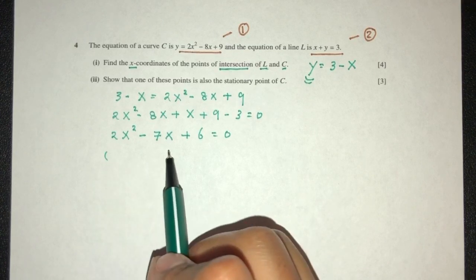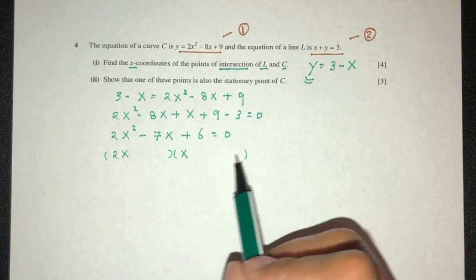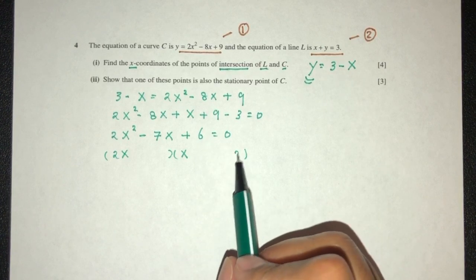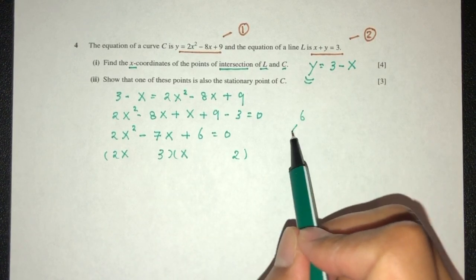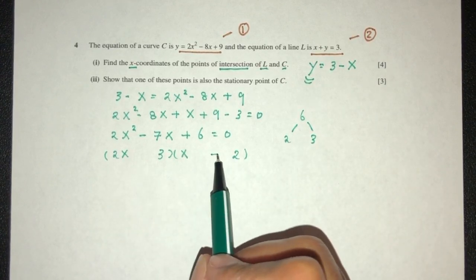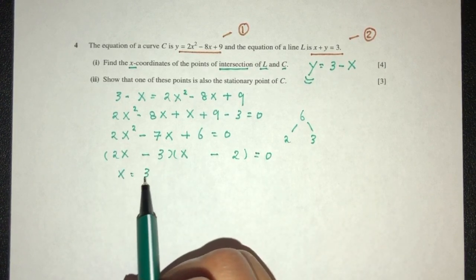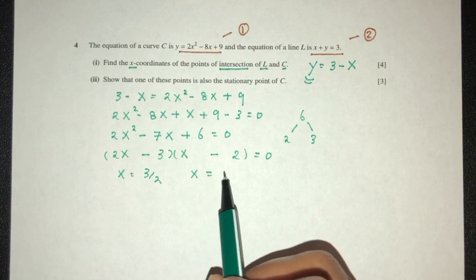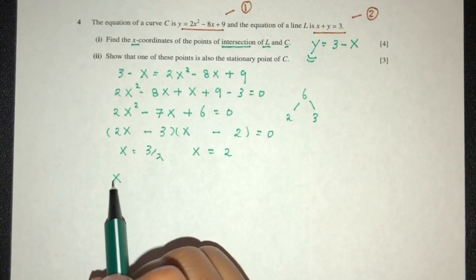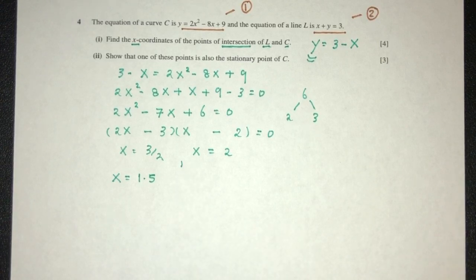Simplify. That will be 2x, x, and 6 can be 2 times 3. So 6 can be 2 times 3, right? So we choose 2 here. We need minus 4, minus 3 to get minus 7. x will be 3 over 2. x will be the value of 2. Or you can write x will be 1.5, or 3 over 2. For part 1 of the question, just the x value of the points of intersection.